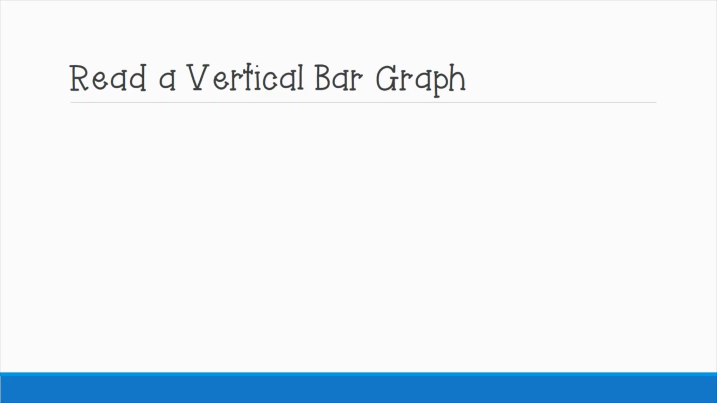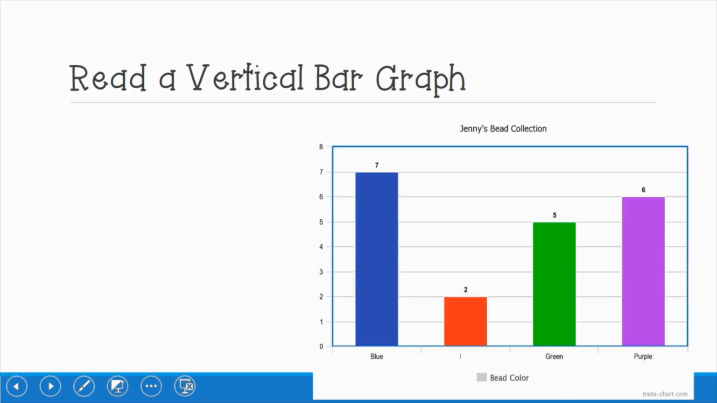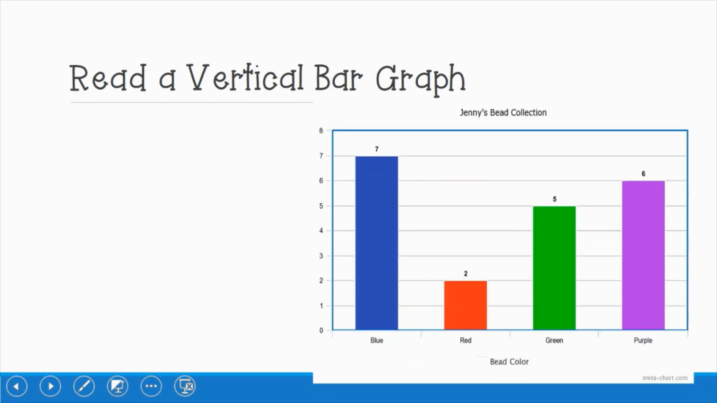Now we are going to practice answering some more problems about another graph. These problems might be a little bit trickier, and you'll see why. This graph is about Jenny's bead collection. She has 4 different colors of beads: blue, red, green, and purple. That's being displayed on the graph.